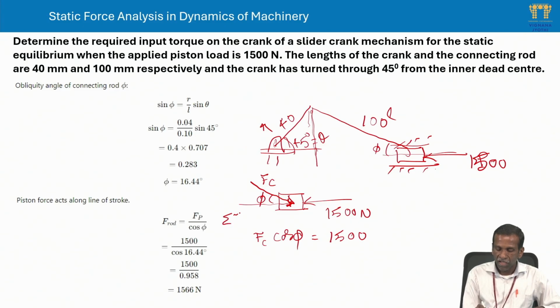That is the equilibrium equation we are applying. From this we can get Fc is 1500 by cos phi. So phi is 16.44 degrees. So we will get Fc is 1566 newtons.